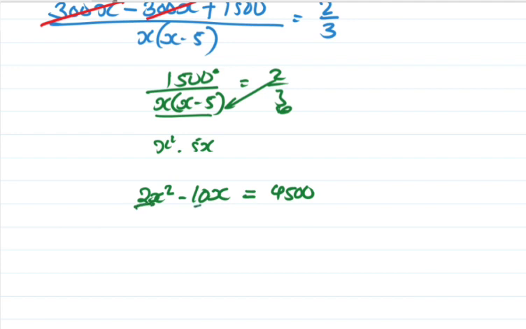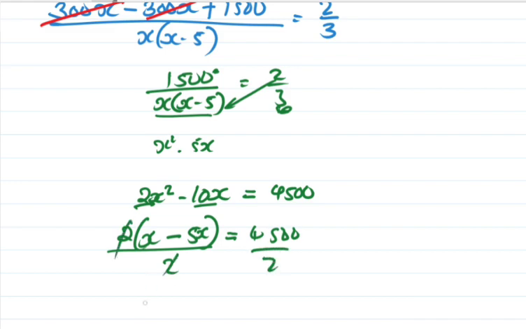Then you can simplify, take out 2. So we're going to take out 2. 2 into 2x squared, we have x. So we have x here minus 5x, then is equal to 4,500. Then we're going to divide both sides by 2. 2 into 2 cancel, remaining x squared minus 5x is equal to 2 into 4,500, we're going to have 2,250.